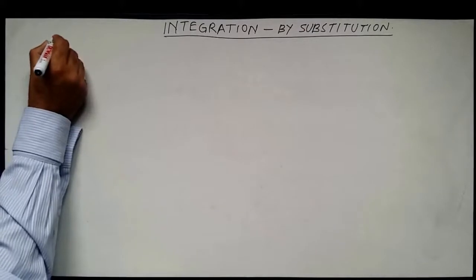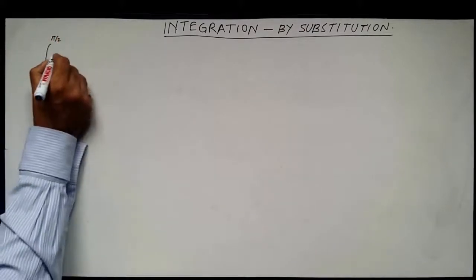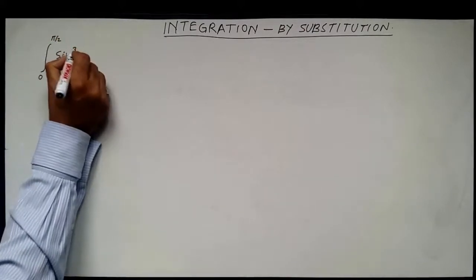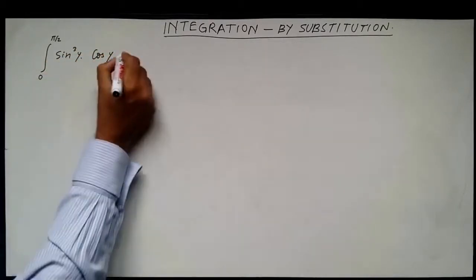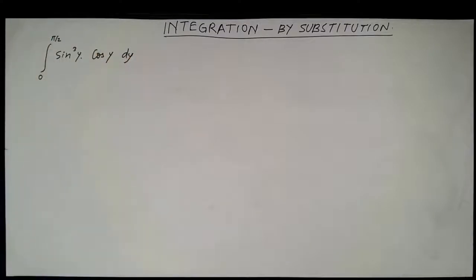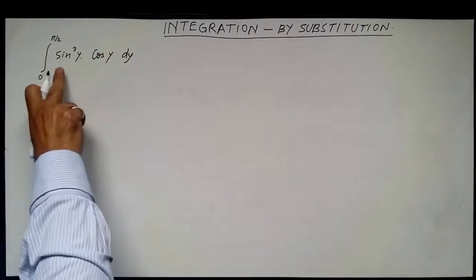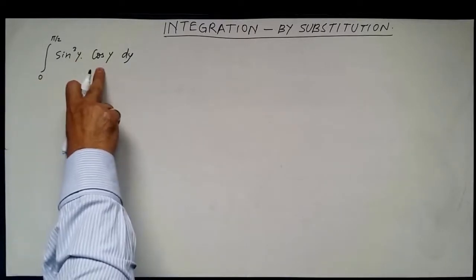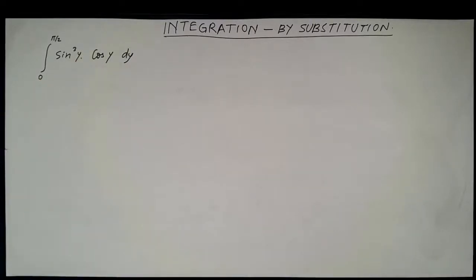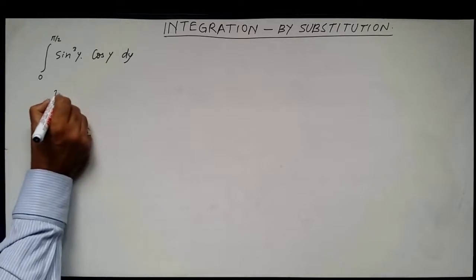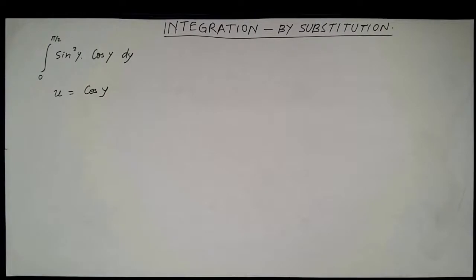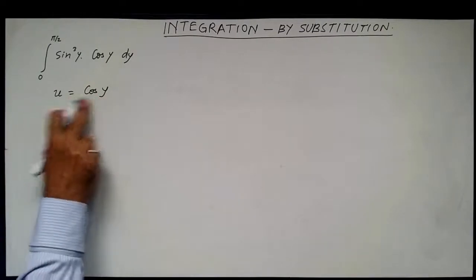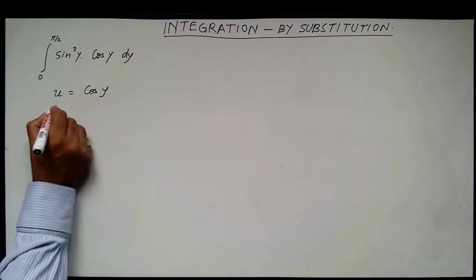Integration from 0 to pi by 2 of sine cubed of y cos of y with respect to y. Okay, so what shall we substitute? Shall we substitute sine y or shall we substitute cos y? Let us substitute cos y and see what happens. So u is equal to cos y. Now we will differentiate this.